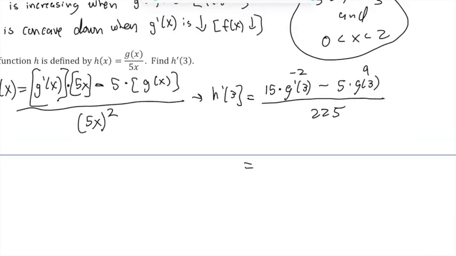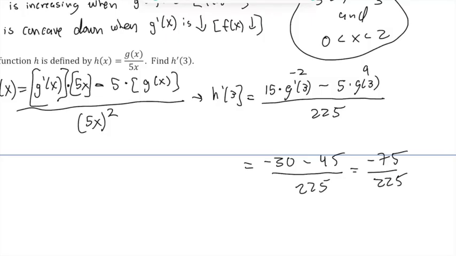So this is going to be 15 times negative 2, which is negative 30, minus 5 times 9, which is 45, all over 225. So that's going to be negative 75 over 225. And then if you divide the top and bottom by 75, you can get negative 1/3.